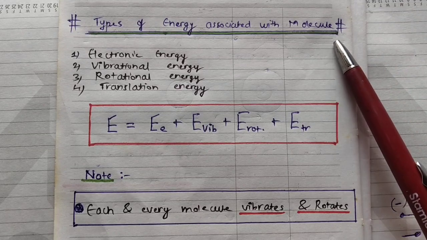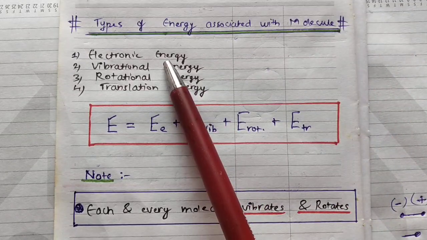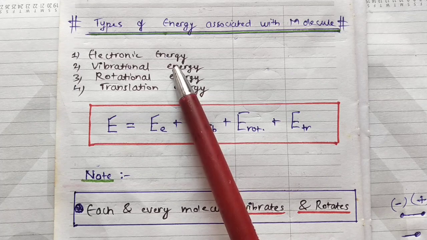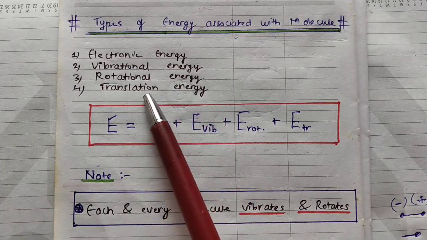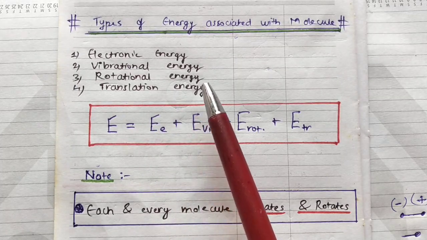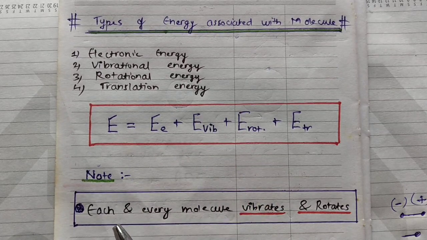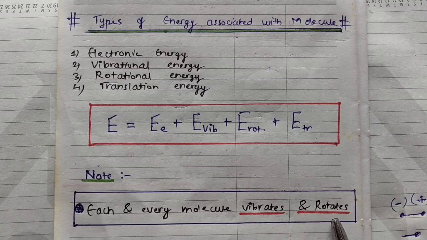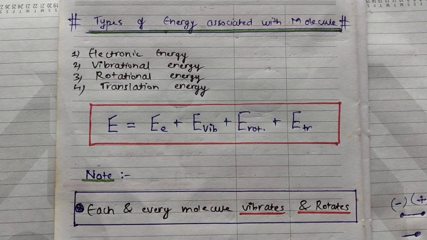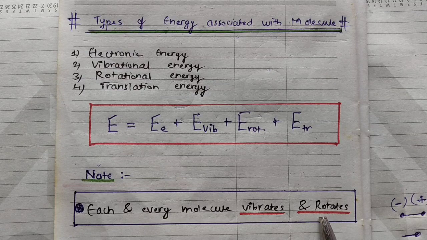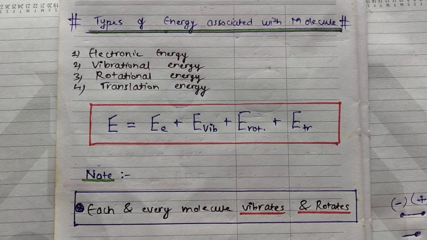occupied by a molecule, where electronic energy is the highest one, followed by vibrational energy, followed by rotational energy, followed by translational energy. And one more important point we should know is that each and every molecule vibrates and rotates. Either it is oxygen, nitrogen dioxide, carbon dioxide or HCl, either it's a polar compound or a non-polar compound, any compound always keeps vibrating and rotating.